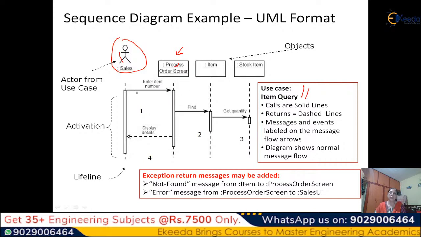Calls are solid lines. So these are the exchanges that are going, and returns are dashed lines, and messages and events are labeled. The diagram shows the normal message flow. There will be some exceptions, like suppose the item is not found, then there will be some other return here. You have to write the message here: not found, error, process order. So these kinds of things will also have to come back. And all the time, if the message has gone from this object, then it has to come back to that object. Okay. I hope it is clear to you all now.